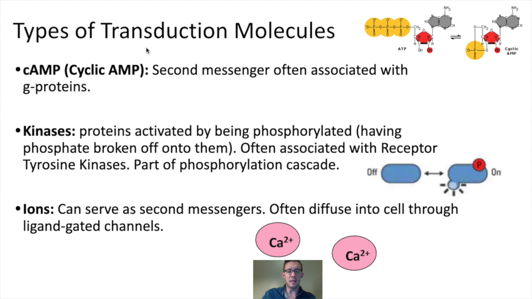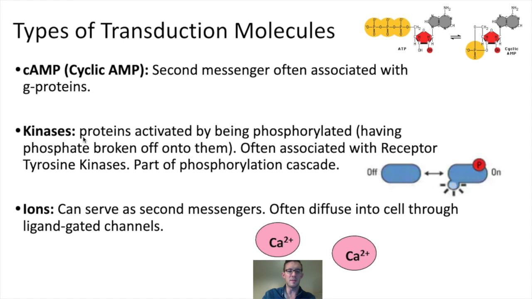For a deep dive on transduction, there are several types of transduction molecules that are pretty commonly associated with relaying of signals. The first type is cyclic AMP, or cAMP for short, which is a second messenger used to relay signals that's often associated with G proteins.